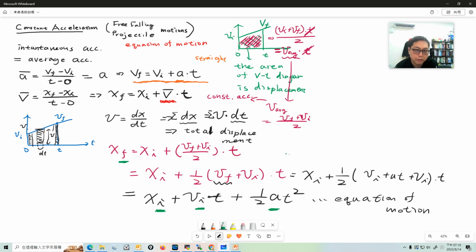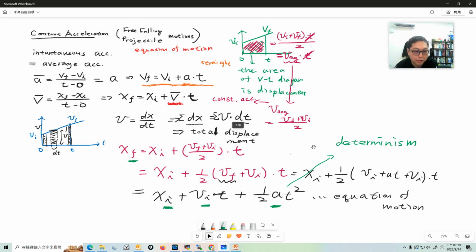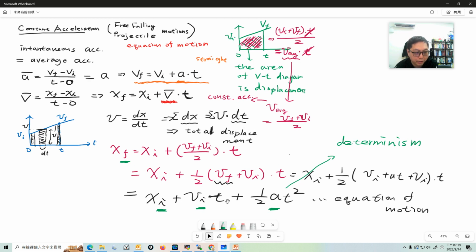So that's the feature of classical mechanics. I call it determinism. Your final point is all related to your initial point, nothing else. Your initial point is right, so your final point is right. So classical mechanics is determinism. From the kinematics, you can feel that it's determinism.